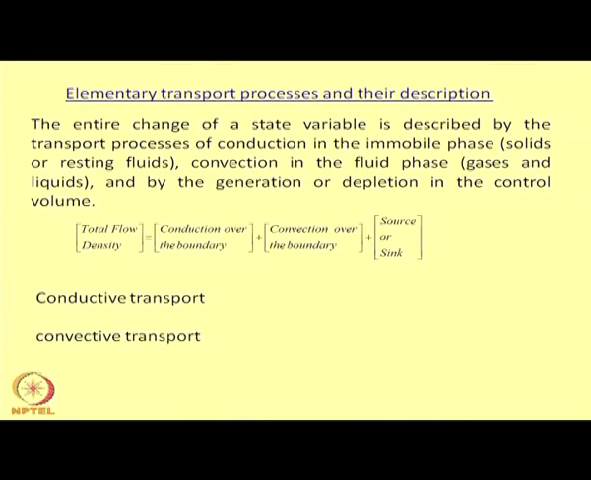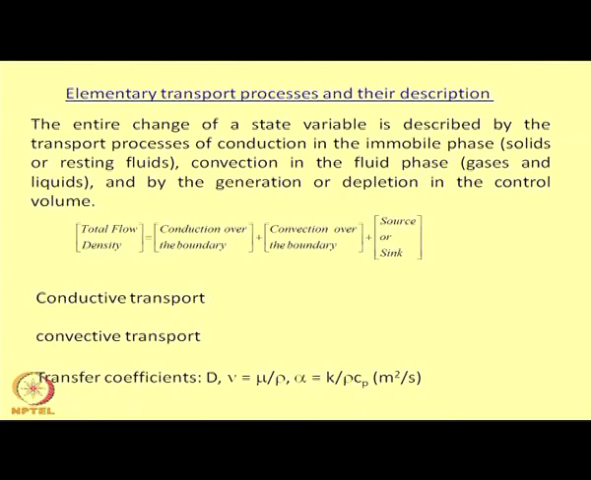So, we know the conductive transport and the convective transport, and as a sum of all these, the total flow density or the total energy content or the total amount of species inside the control volume may be different, and this would give us a complete description of the flow physics in terms of either mass, heat or momentum.